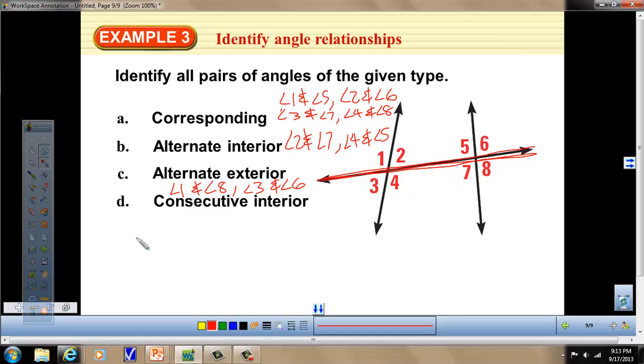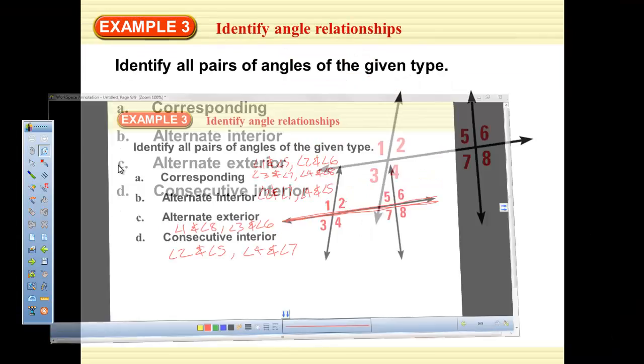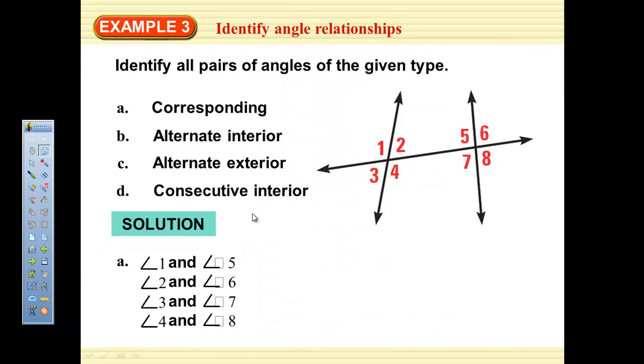The ones that are on the same side would be angle 2, and the one that matches it would be angle 5. So angle 2 and angle 5. And then the second set is angle 4 and angle 7. So those are corresponding angles, alternate interior angles, alternate exterior angles, and finally consecutive interior angles. So again, for the first one, we've got 1 and 5, 2 and 6, 3 and 7, 4 and 8.